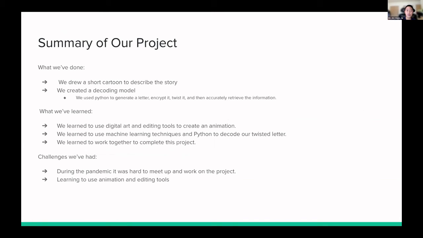There were a few challenges we encountered while completing the project. The main one was working together during the pandemic. We used Zoom as our primary mode of communication to collaborate. In addition, it was challenging to adapt to unfamiliar editing and animation programs. We overcame these issues with some modification of our recording layout and some testing.